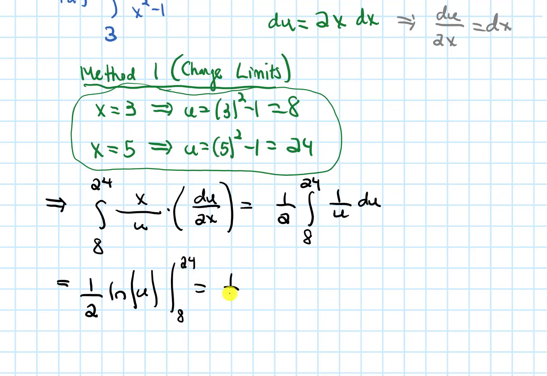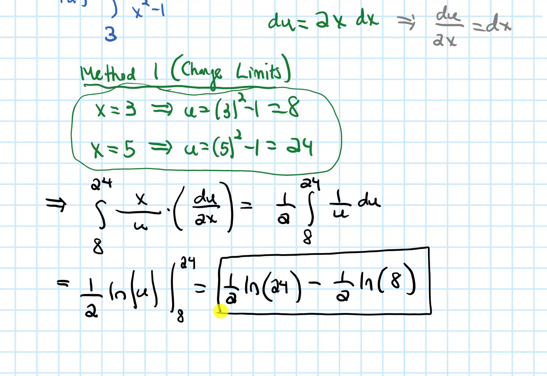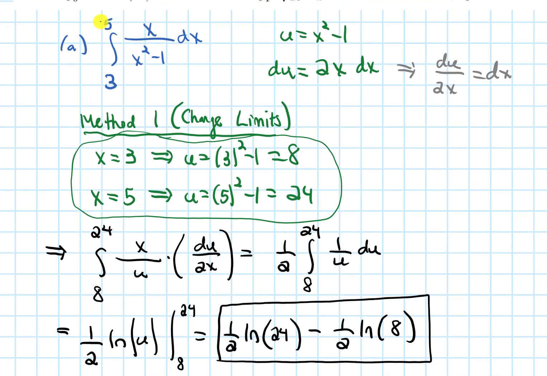So this gives me 1/2 ln of the absolute value of 24, but 24 is already positive, so I don't need an absolute value. I could just write that in parentheses, because the absolute value of 24 is just 24. And then minus, if I plug in 8, I get 1/2 ln, same thing. The absolute value of 8 is just 8, so I can just write that in parentheses. And that's our answer.